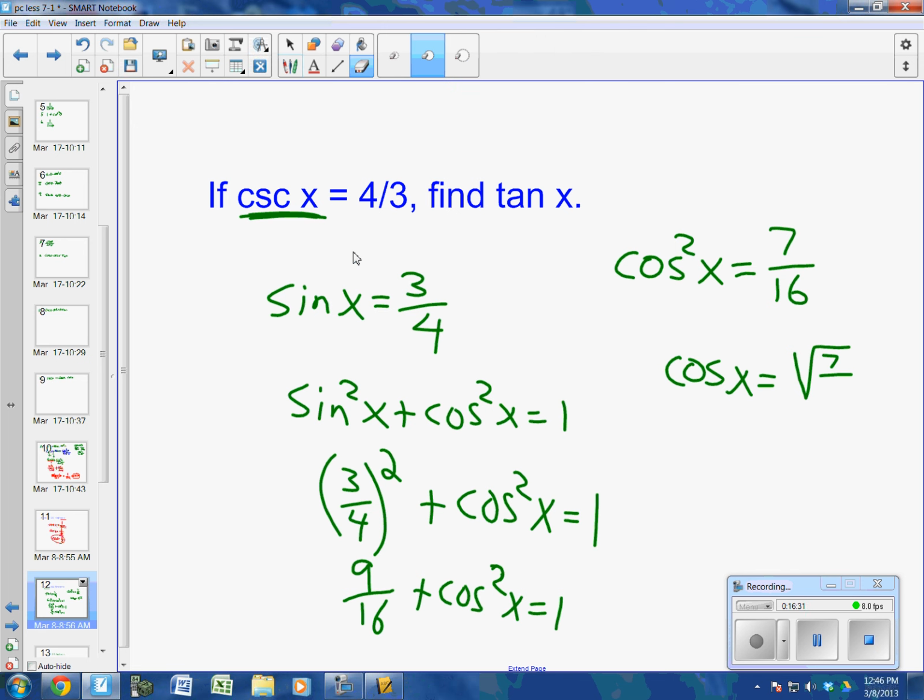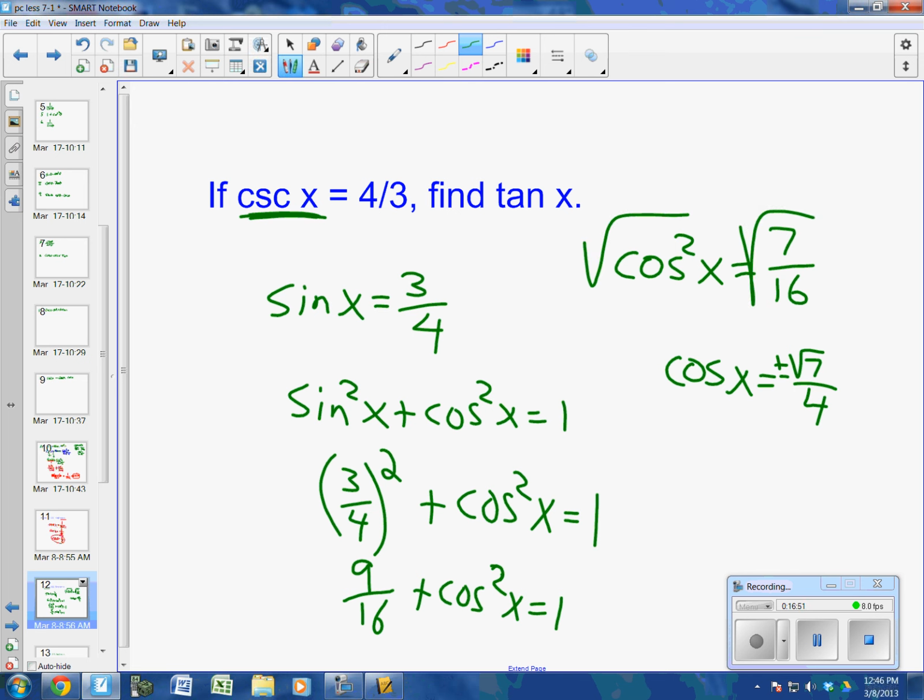By the way, the square root of 7 is not a perfect square, but the square root of 16 is 4, right? So there it is. It's actually plus or minus the square root of 7 over 4, because we had to take the square root of both sides of this, and so we're going to get a plus or minus.